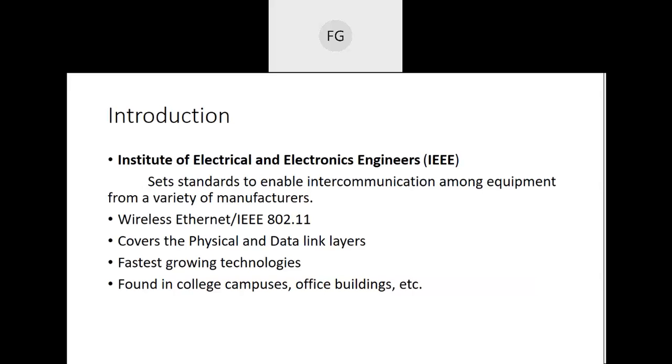And the wireless LAN is also considered to be one of the fastest growing technologies in today's time. And this type of network can be found in college campuses, office buildings, etc.